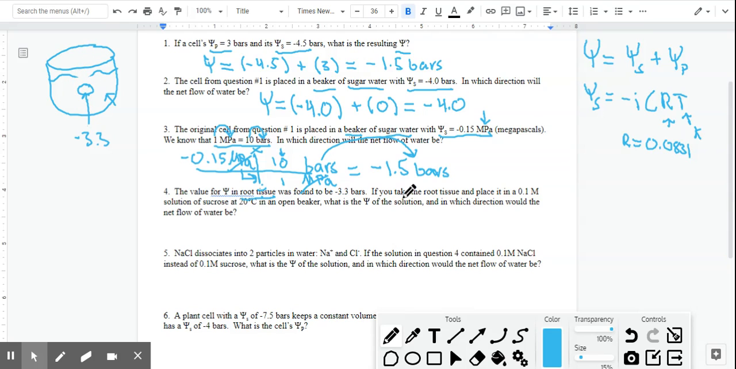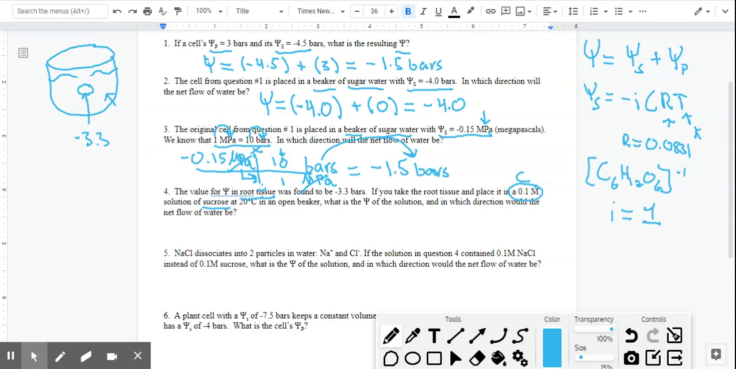All right, we're good. If you take the root tissue and place it into a 0.1 molar concentration of sucrose here. So this is one of our sugars. If you recall, I believe I mentioned in class and possibly in our notes as well, any one of our sugars, when it's dissolved in water, produces 1 ion. So the i value is going to be 1.